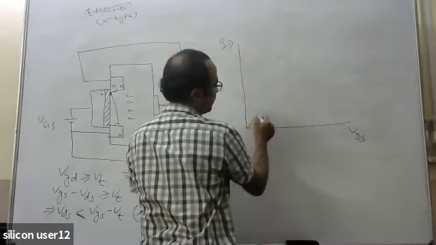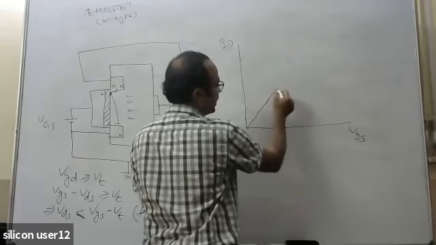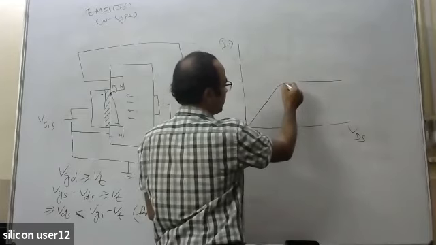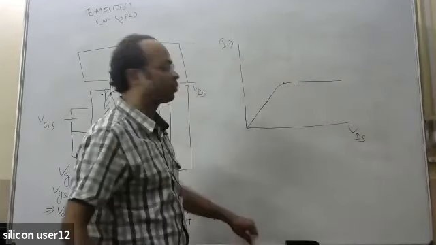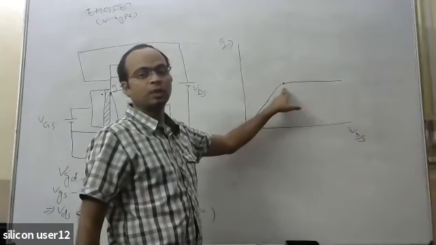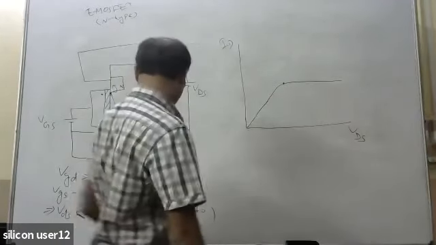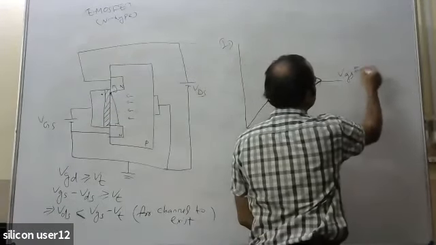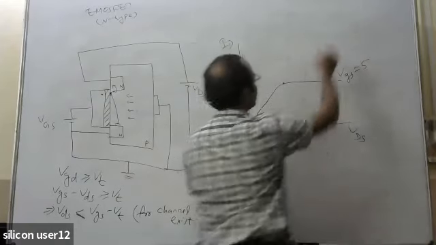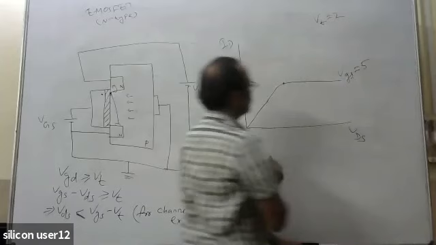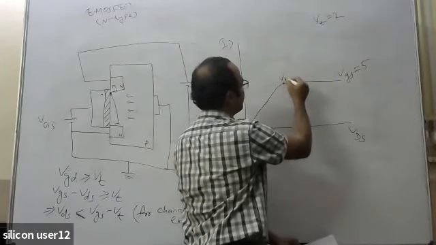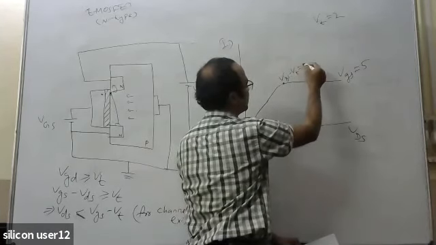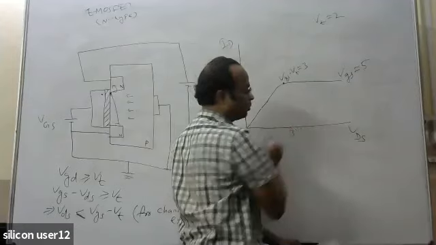Initially the ID current will increase, and at a particular point it will become saturated. How are you calculating this point, or at what point will it be saturated? This point should be equal to VGS minus VT. If VGS is, let's say, 5 volt and VT equal to 2 volt, then this point can be calculated as VGS minus VT, or 5 minus 2, that is equal to 3. So this value will be 3.